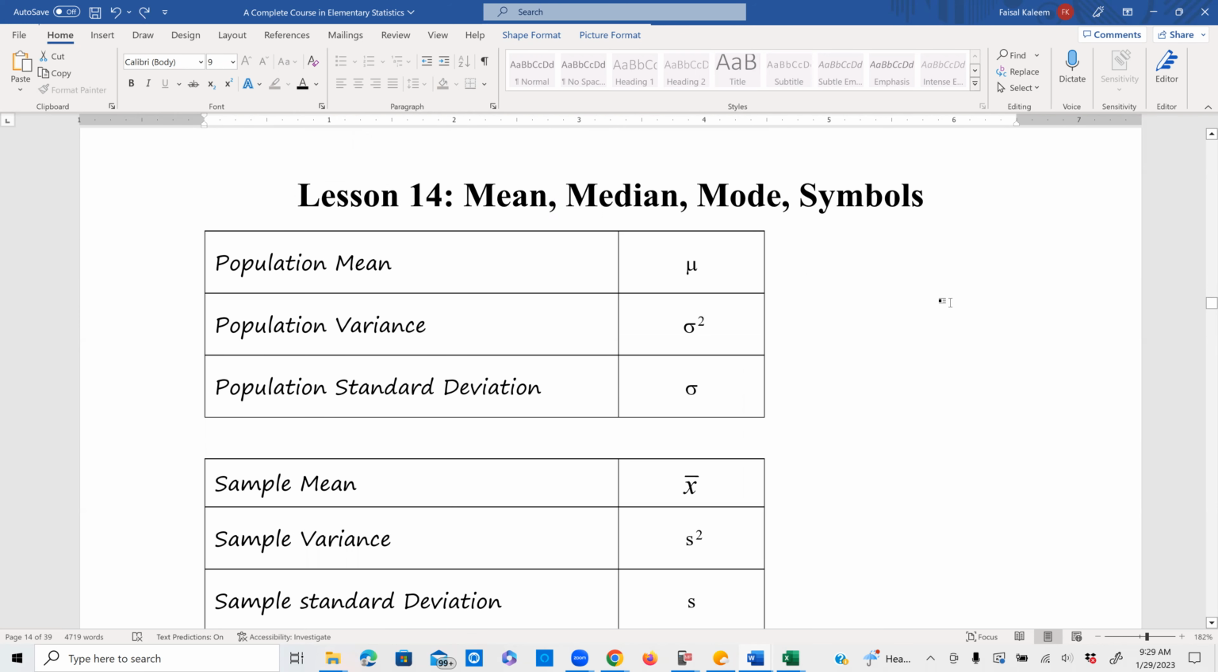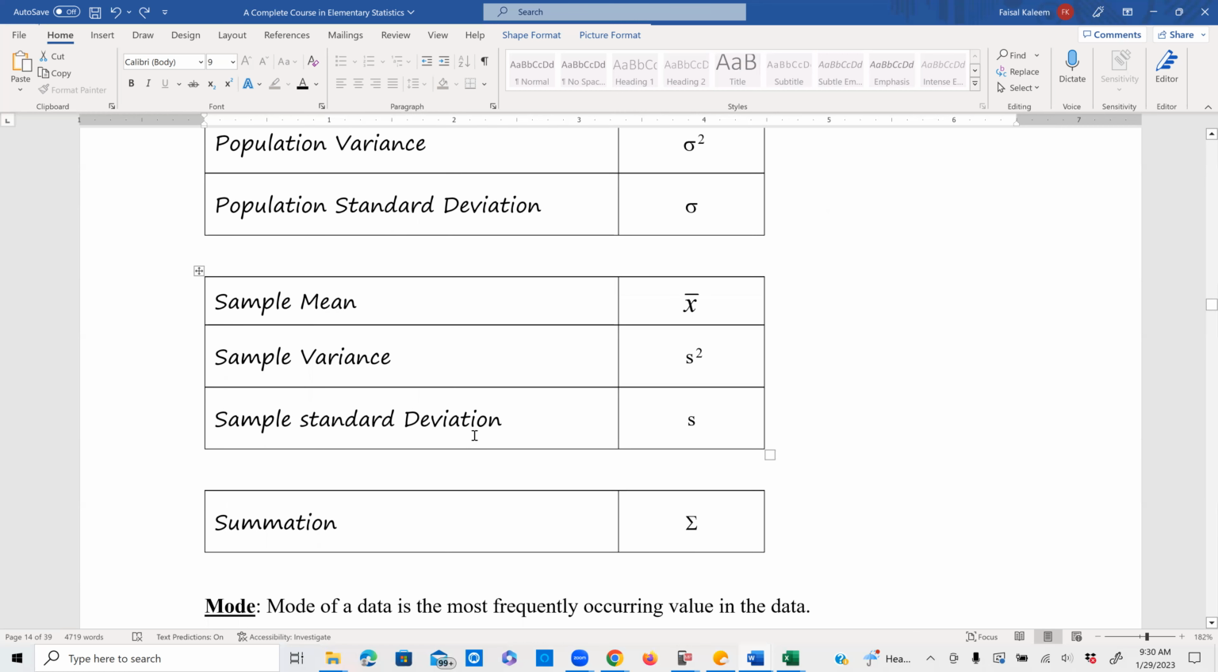Okay, so mean, median, and mode symbols. These are symbols which are the most important things in a way of this course, as lots of questions come about these symbols. Population mean is mu, population variance is sigma square, population standard deviation is sigma, sample mean is x bar, sample variance is s square, sample standard deviation is s, and then the summation symbol is this.